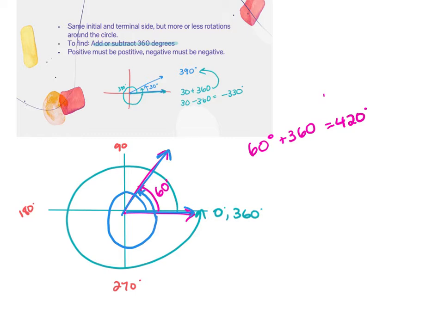So, to get, like, the coterminal, minus 360. Because if I want a negative one, I subtract.